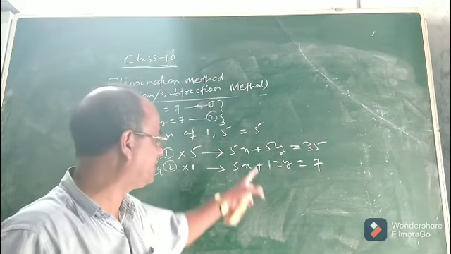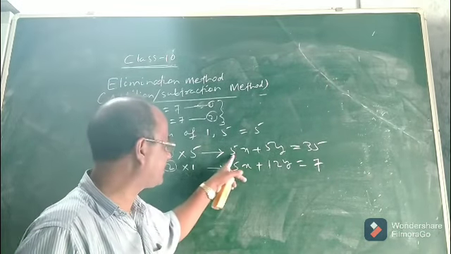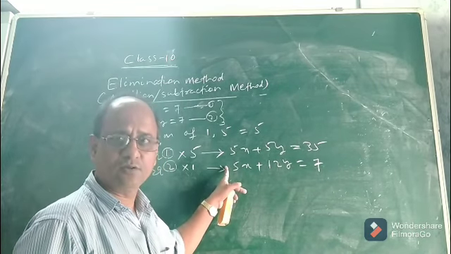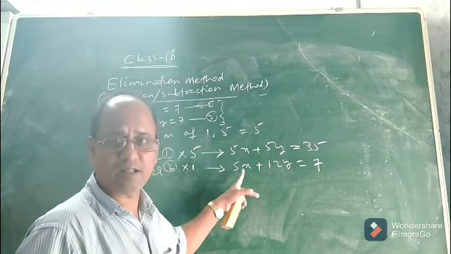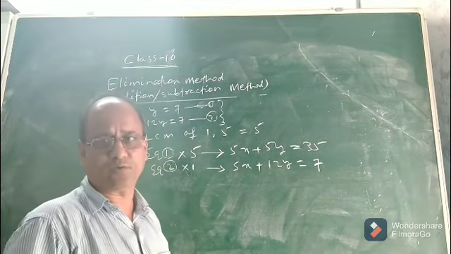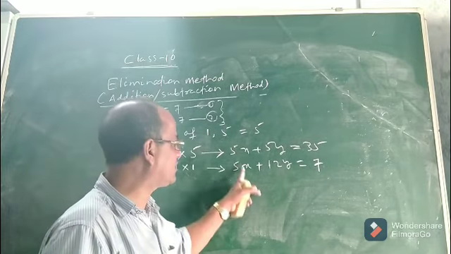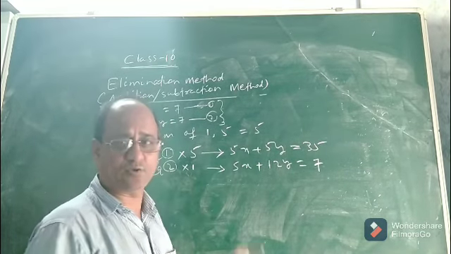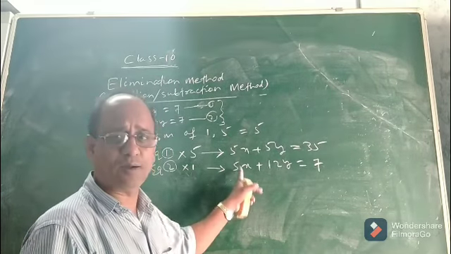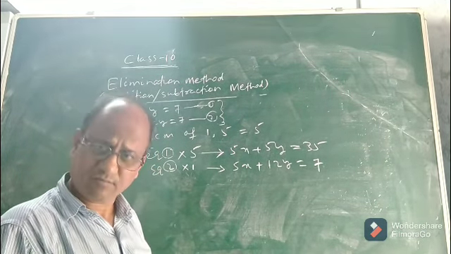The next step is the sign of 5x. What is the sign? It is plus. Again, the sign of 5x is plus. So how to eliminate? Definitely you have to subtract. That means equation 2 must be subtracted from equation 1. If you subtract equation 2 from equation 1, then only x will be eliminated. Otherwise, you cannot eliminate.